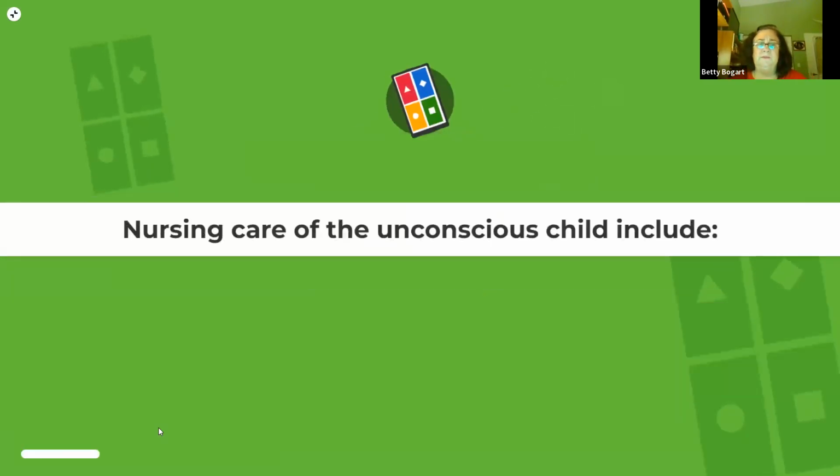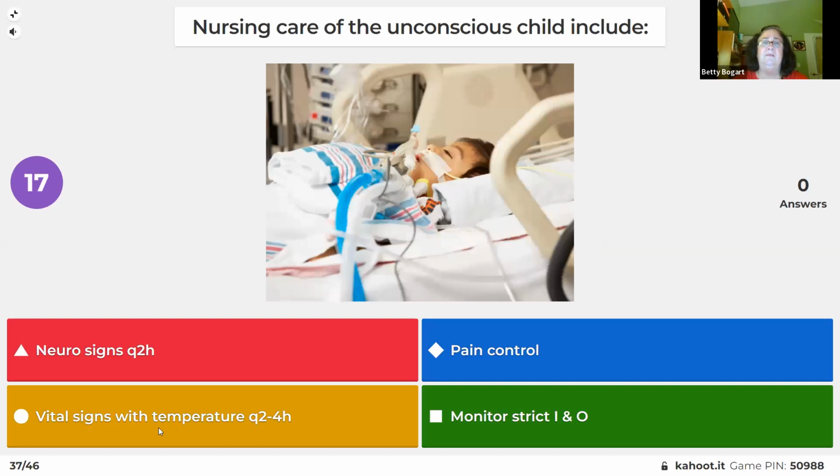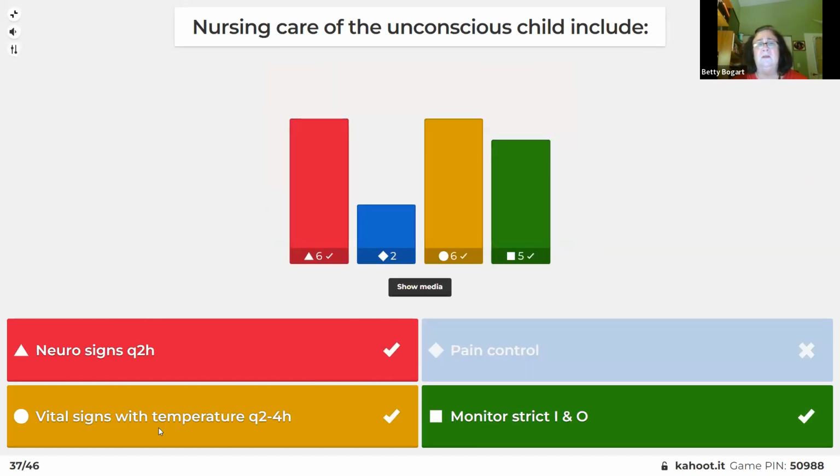A multi-select. Nursing care of the unconscious child include. It doesn't matter, unconscious adult, child, due to head injury, you're going to do a lot of the same things. It's basic nursing care. There's no difference. We're going to do neuro signs, Q2, vital signs, of course, with temperature, because temperatures do affect the pressures in the brain. And then, of course, strict I&O. Now, pain control, most of these children are on some sort of sedation, but your most priority is the I&O, neuros, and your vital signs.